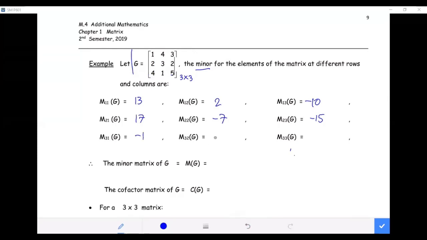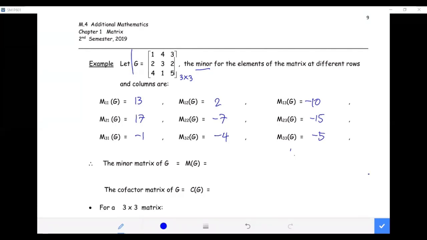Right? This is M32. Row 3 and column 2. Cross down 2, cross up 6. 2 minus 6 is negative 4. Right? Last one now. 3, 3. 3 minus 8 is minus 5. Finished. Minus 5. Okay, so now we have finished the minors.